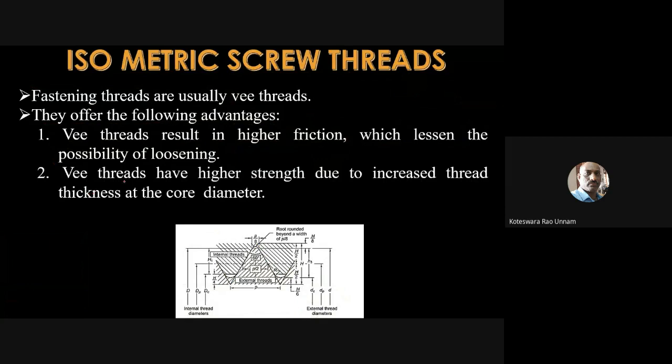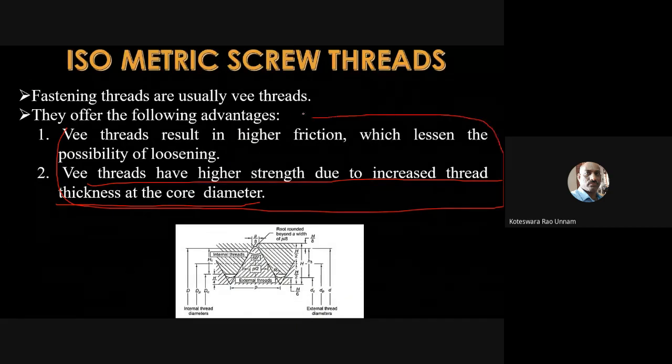Then the next advantage is V threads have higher strength due to increased thread thickness at the core diameter. So this is another advantage. Based on these two advantages, most of the bolted connections use V threads only. So whenever in the next problems you consider the threads, if they ask or specify what is the profile of the threads, then simply you have to take it as a V thread only. Don't choose some other thread.